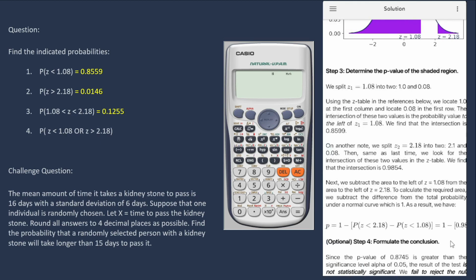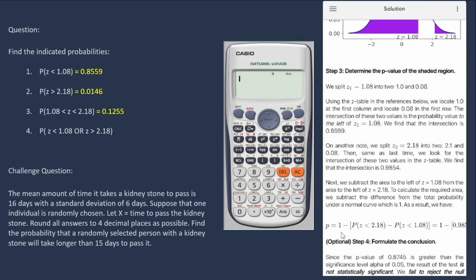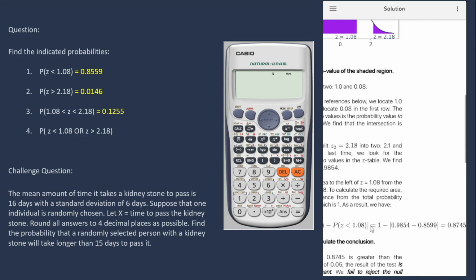The required probability is equal to 0.8745. So basically what happened here is we subtracted the area in between the two values from the total probability under a normal curve of 1. So 1 minus the area between the two z-scores, that would be the result, 0.8745.